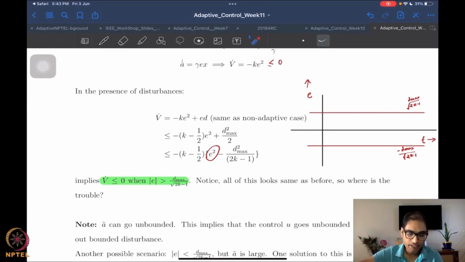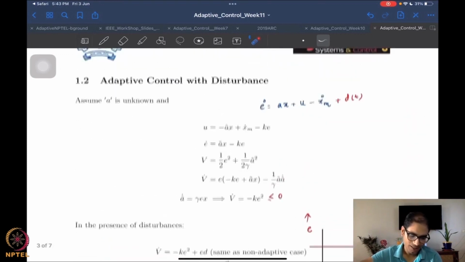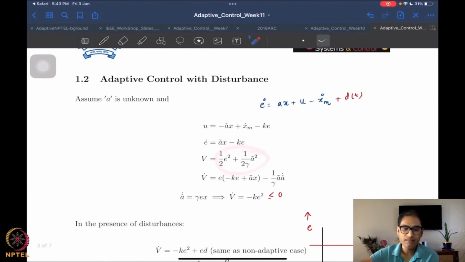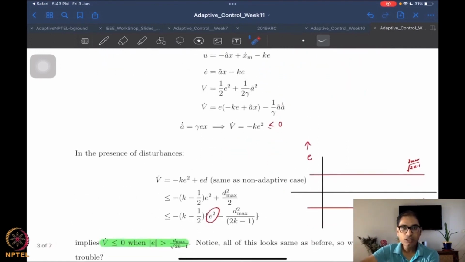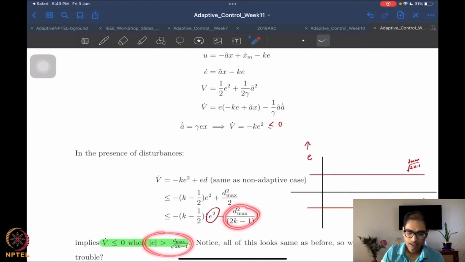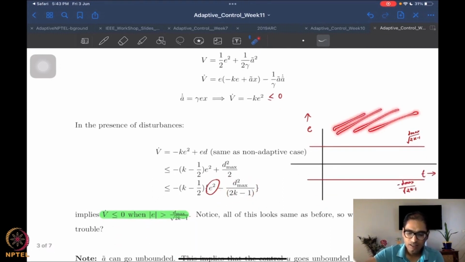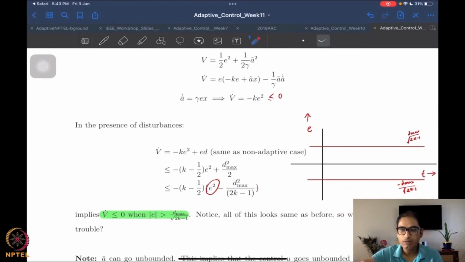So if v reduces, eventually e also has to reduce, because notice that v is a quadratic sum of e square and a tilde square. So if v goes down, V will not stop going down until E is larger than this guy. Until E is here or here, V cannot stop decreasing. It may decrease in a not necessarily monotonic way. It doesn't matter if it decreases in a monotonic way or not.